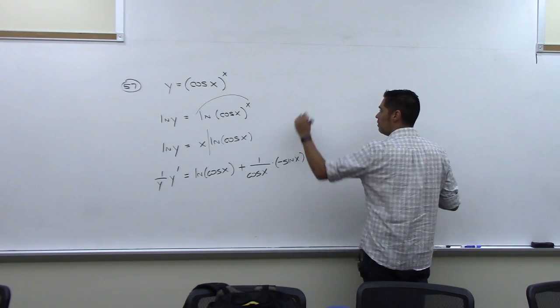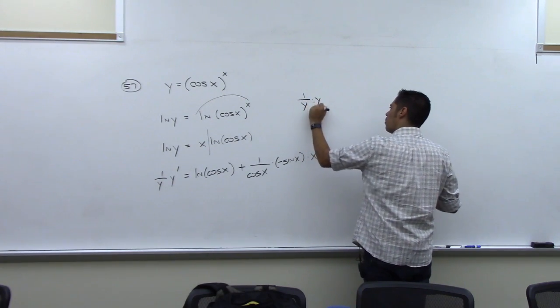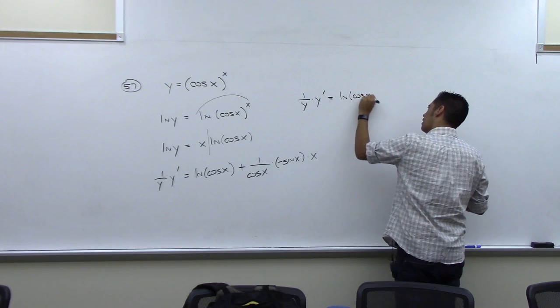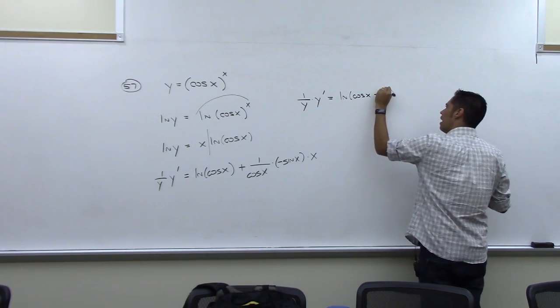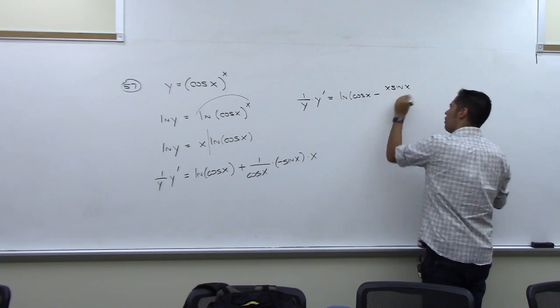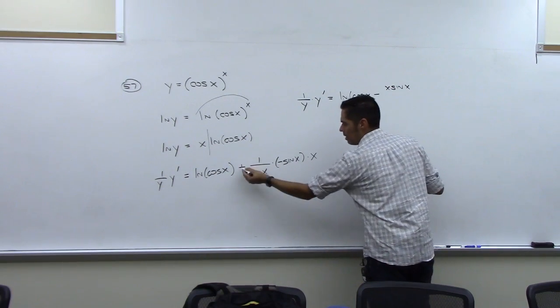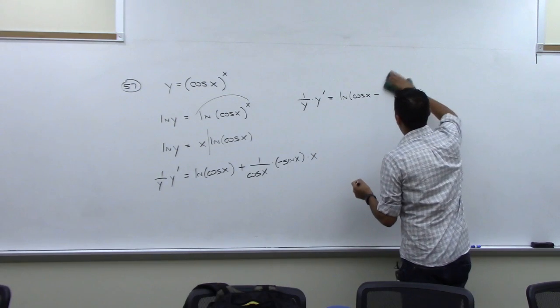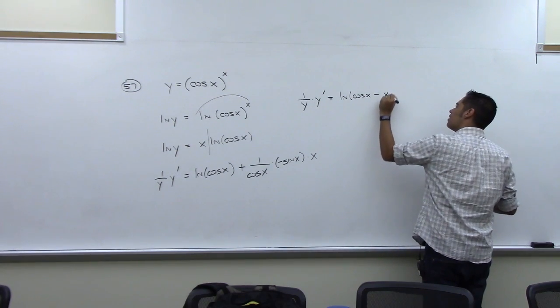So that's product rule. This is 1 over y times y prime equals natural log cosine x minus x sine x over cosine x, right? This is minus, so that becomes minus x sine x over cosine. Sine over cosine is tangent. Let me write it that way. Minus x tan x.